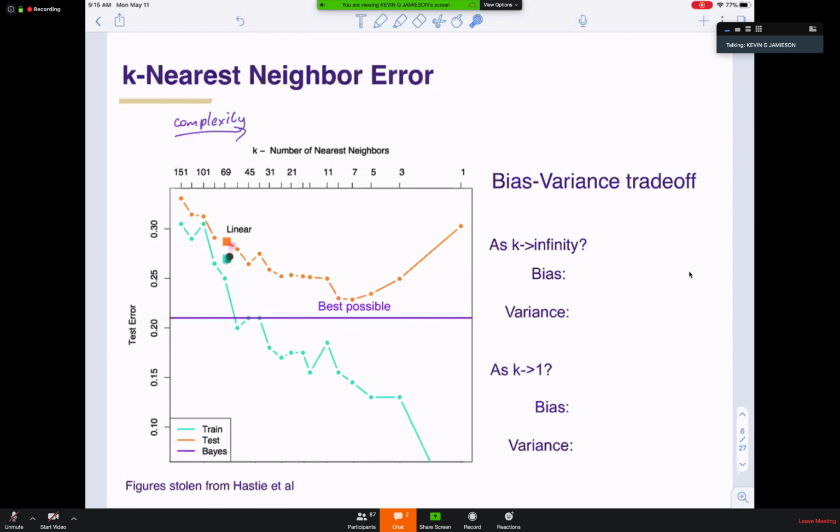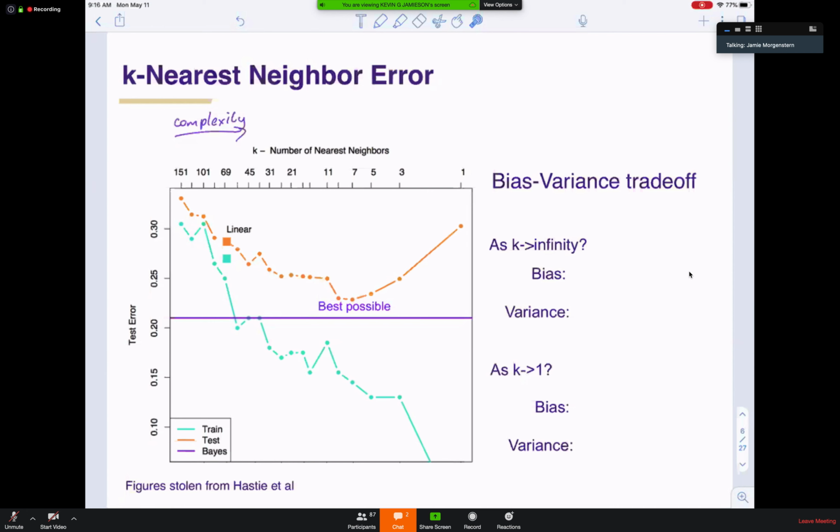And for reference, we've put the linear classifier up here, which is equivalent to about 69 nearest neighbors, at least in terms of this error. As the number of neighbors decreases, the training error will go to 0 because you're getting more and more complex. The more complex the classifier is, the more you can fit and overfit any training data. So we expect the training error to go to 0, but we get this characteristic test error curve where it goes down and then it goes up again.